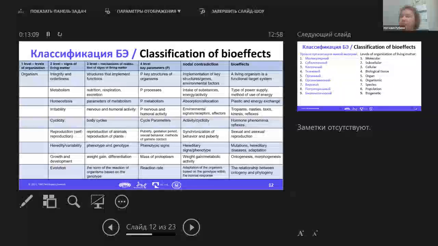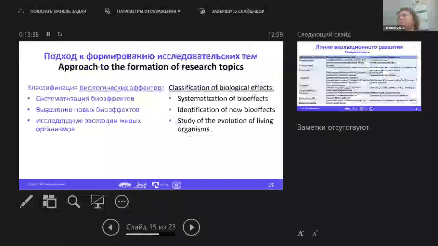When we created this classification based on the level of organization, based on the living matter science, we understood that these biological effects, and there are many of them, currently we do not understand how we can use them to address inventive problems, but we do understand how they can be used in the evolution of living organisms, and this is what I'm going to focus on going forward in my presentation.